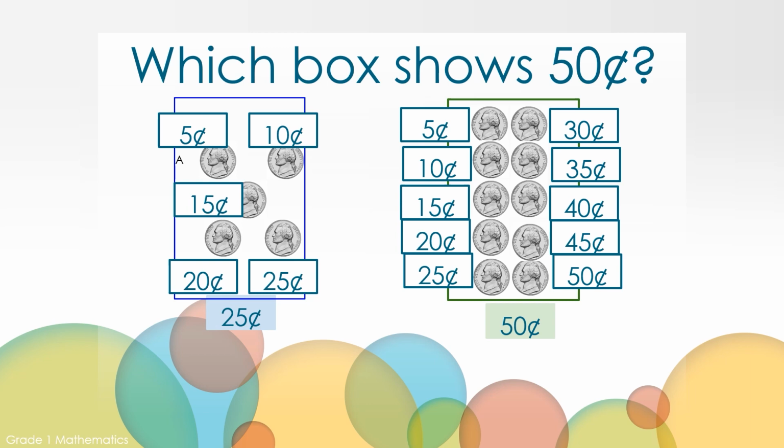Let's go back to our question. Which box shows 50 cents? The green box, B, shows 50 cents.